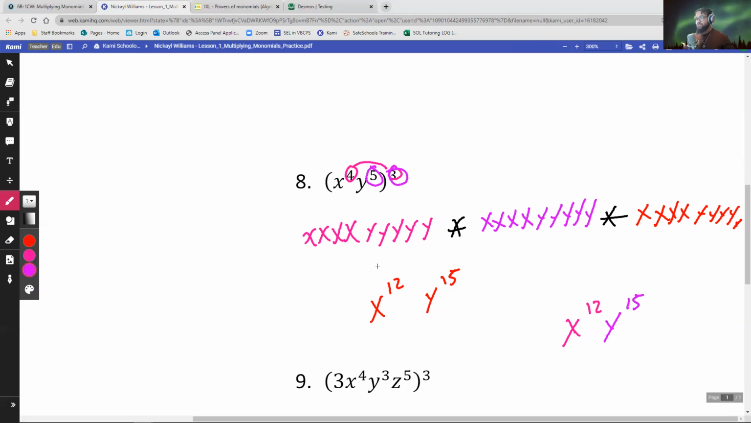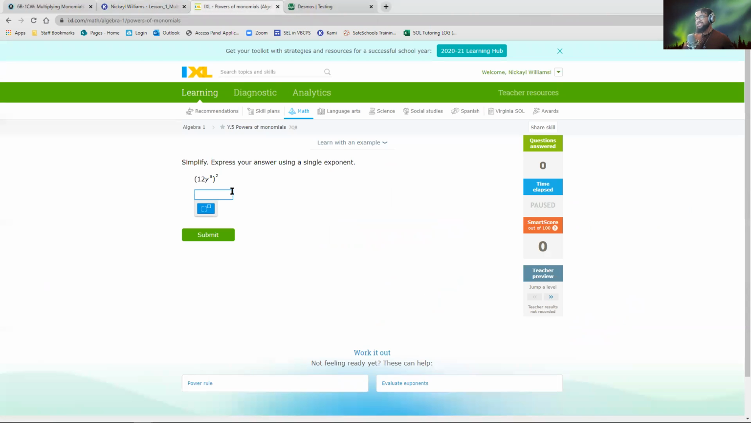So that's all I'm going to do. Those 3 different problems for the classwork. Now for the IXL, it's for the most part the same thing, except these will give you numbers. This says 12 y to the 8th all squared. First thing you need to do is figure out what 12 squared is. You can type that into Desmos and it'll give you 144.